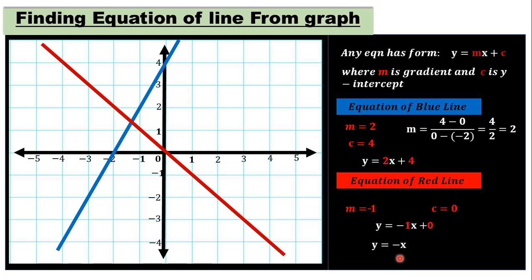Now consider any point on the x-axis. If you take the value of x equals 2, what will be the value of y? It should be -2, as you can see clearly proved by this graph, which is -2 here.